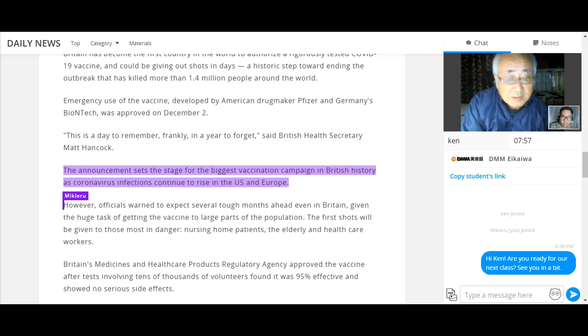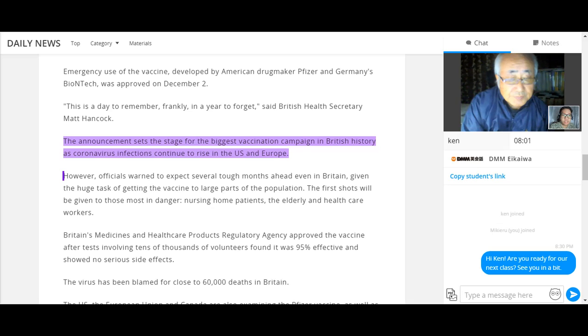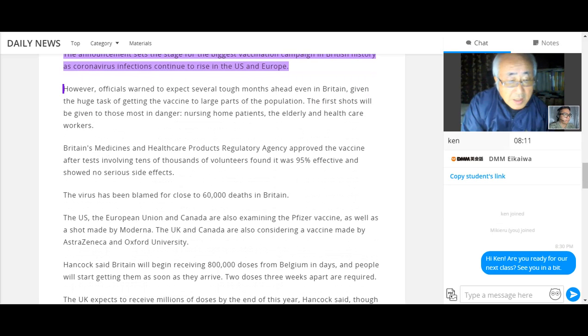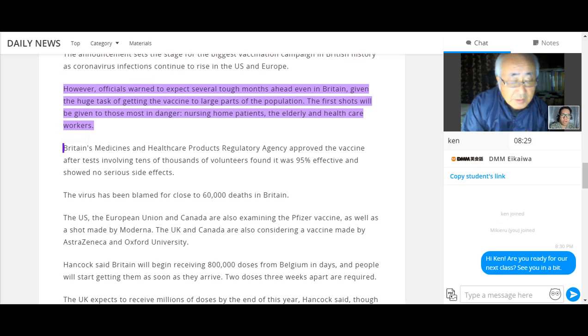The announcement sets the stage for the biggest vaccination campaign in British history as coronavirus infections continue to rise in the US and Europe. However, officials warn to expect several tough months ahead even in Britain, given the huge task of getting the vaccine to large parts of the population. The first shots will be given to those most in danger: nursing home patients, the elderly, and healthcare workers.